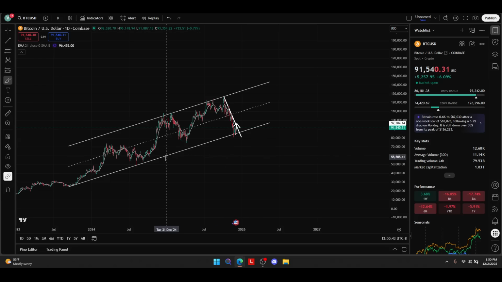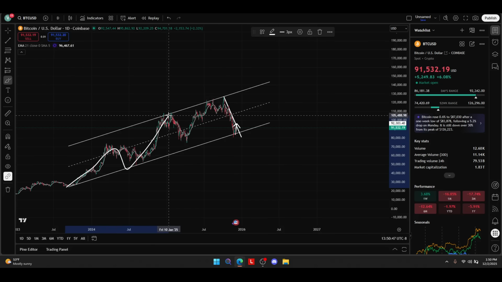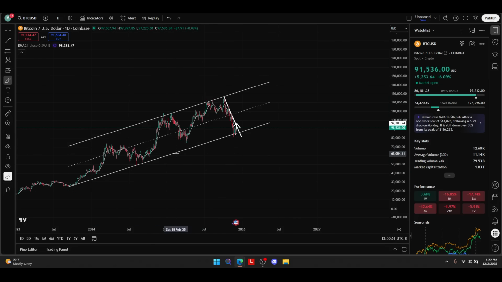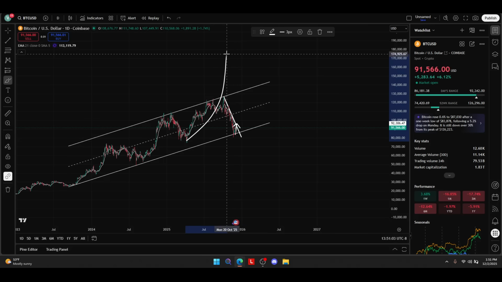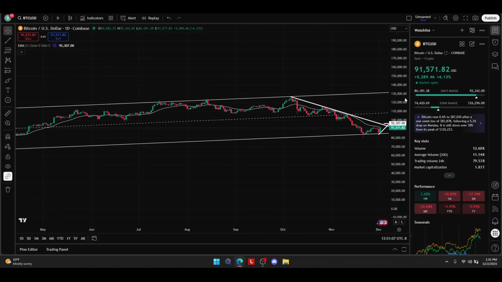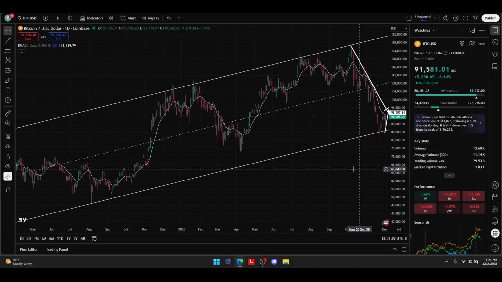A little confusing, but basically what I'm trying to say is that we're making consecutive higher highs and higher lows, and that's a sign that the bull market is still in play. However, sometimes you'll see this happen, but the bull market is over, and usually that will be the case if we see a blow off top, which we have not seen. So that's something to remember. So anyway, let's get back to the analysis.